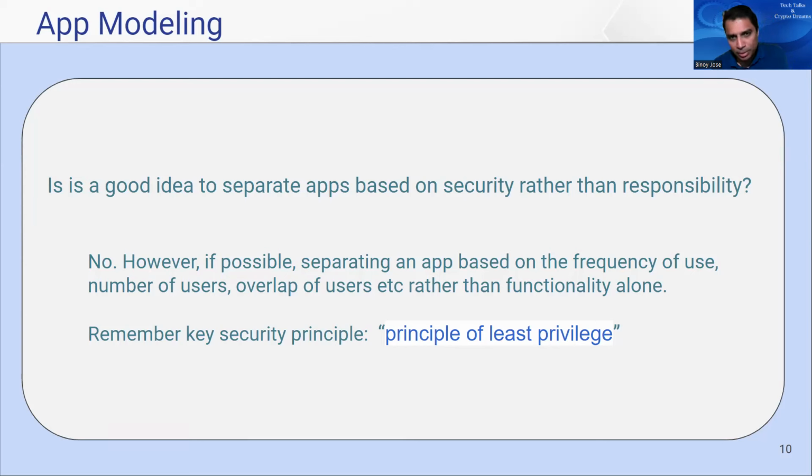So as I said, it's possible to separate an app based on the frequency of use, number of users, overlap of users, etc., rather than functionality alone. And the key principle I want to mention here is the principle of least privilege, right? If 500 users don't need to access this admin app's features, you are not going to even let them come near it, right?